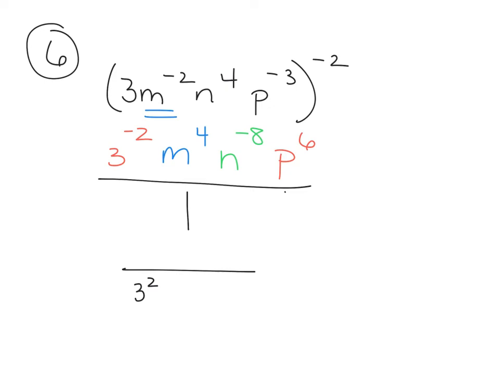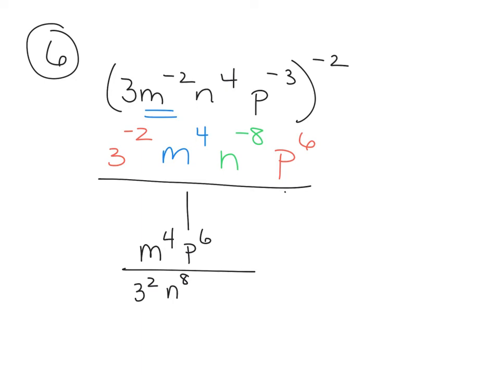M to the 4th is positive, so it's going to stay on top. N to the negative 8 has a negative exponent. It's got to go to the bottom. P to the 6th has a positive exponent, so it stays on top. Again, like I said, negative exponents move, positive exponents stay.